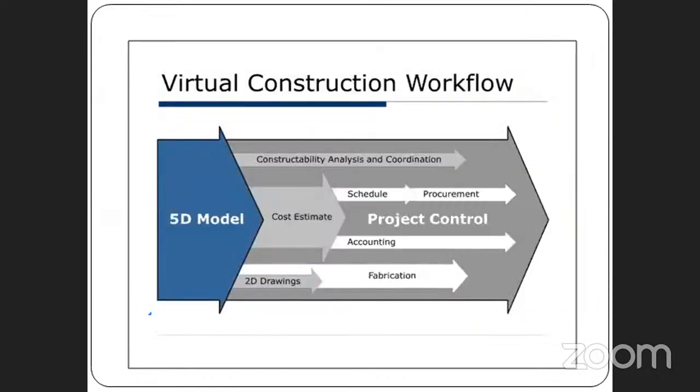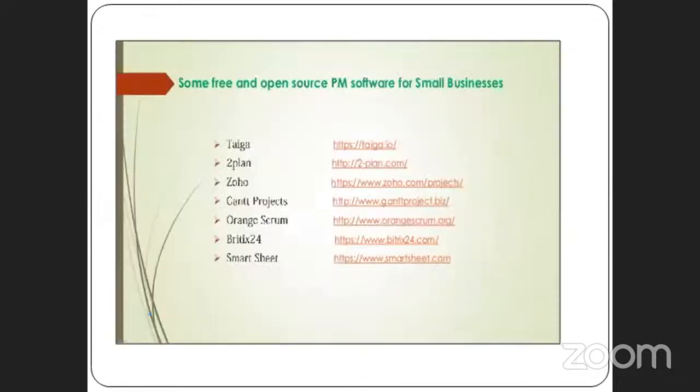So normally they call this the 5D model. The BIM method is called that because we can analyze, we can do scheduling, we can do procurement, then we can do accounting, that is how much budget, then fabrication. All this work can be done in the BIM. That is the 5D model.